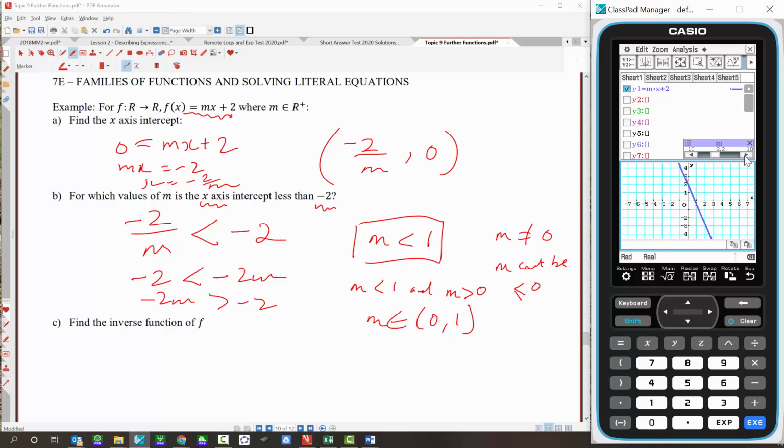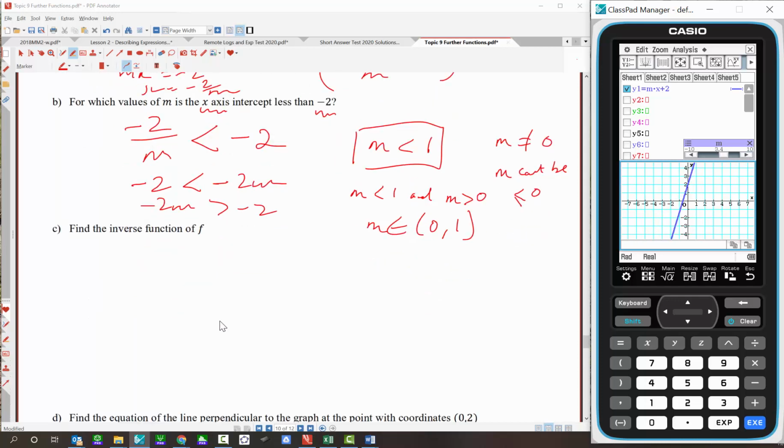So if I start to increase this, it's still positive. When it hits 0, what I should get is no x-intercept. And there we go. And when it's between 0 and 1, i.e. 0.2, yep, negative, below -2, below -2, below -2, and as I hit 1, what it will be is -2 exactly, and then it'll be above it. All right, so confirming that.